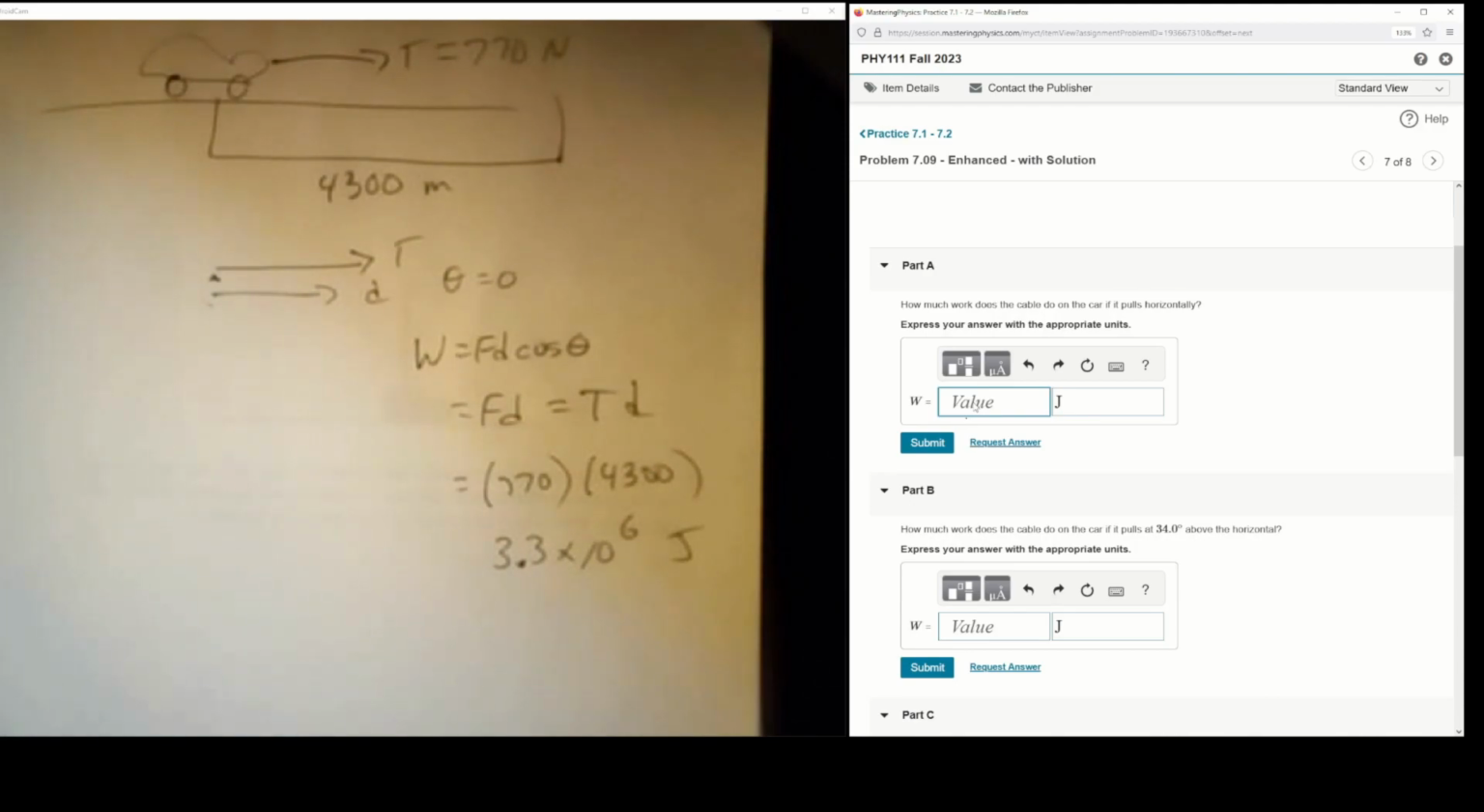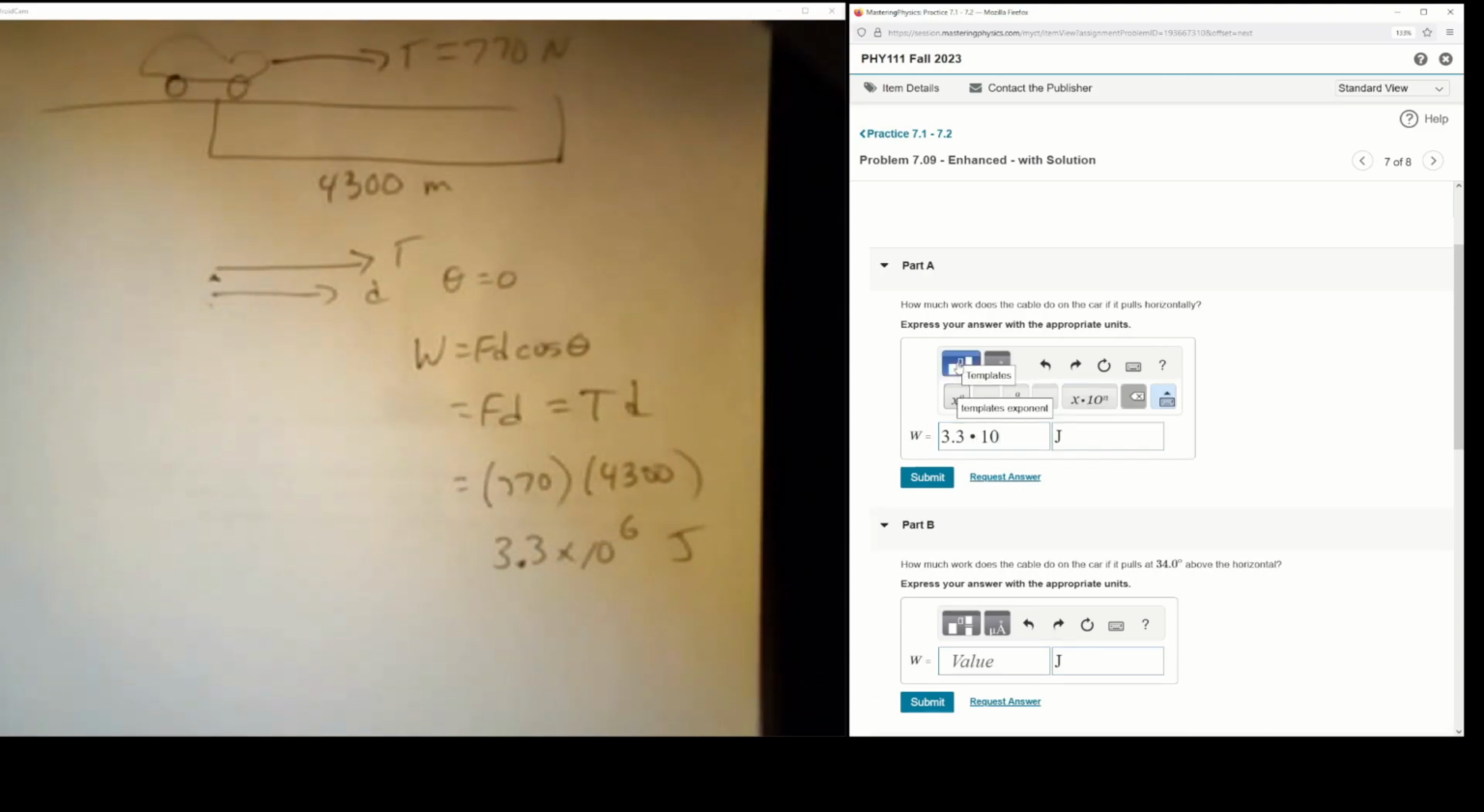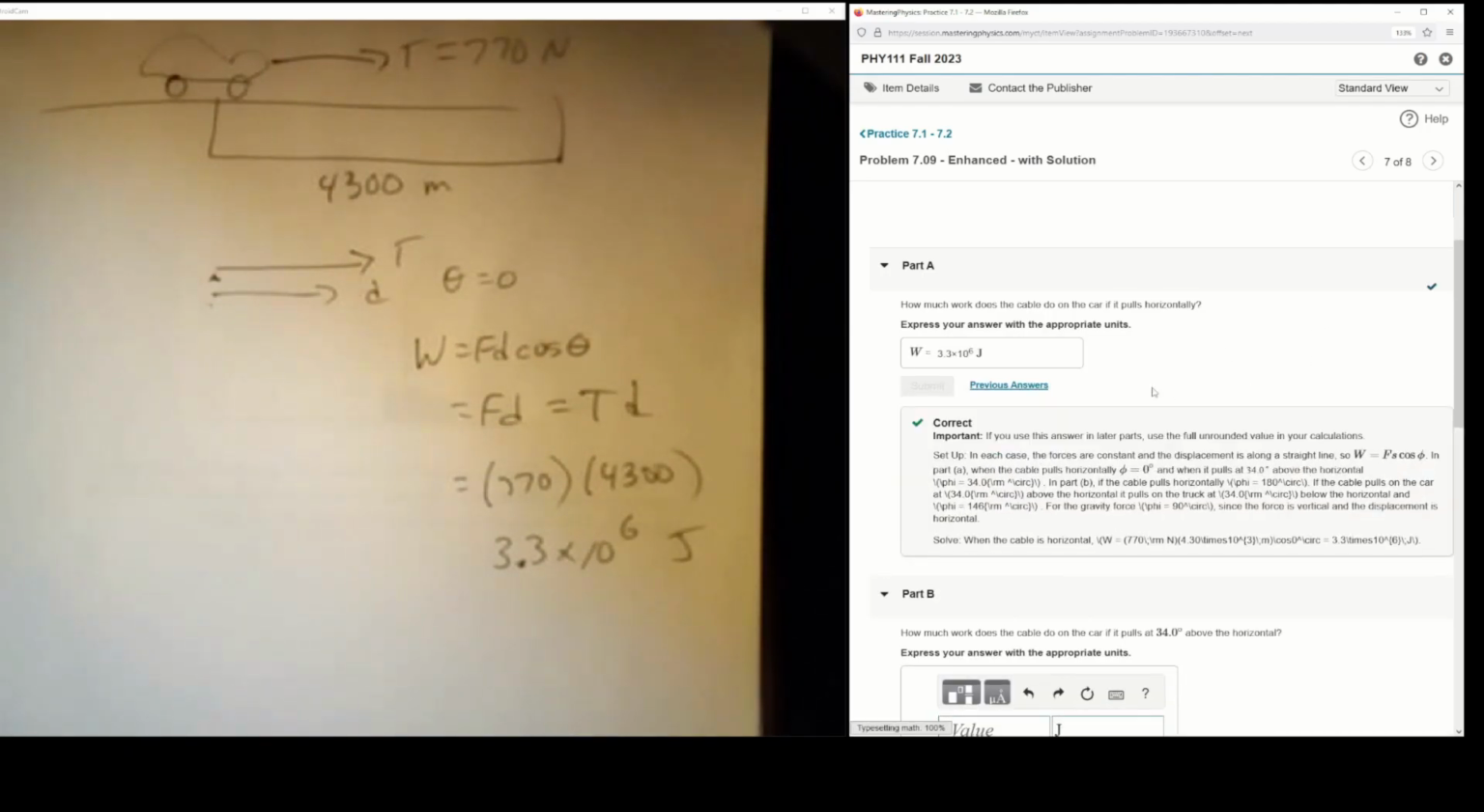And I'm actually not quite certain how to enter scientific notation. Let me give it a whirl. So 3.3, 10. So I need to get an exponent. Looks like there's the exponent. 10 to the 6. So there we go. That wasn't too bad to enter in there.